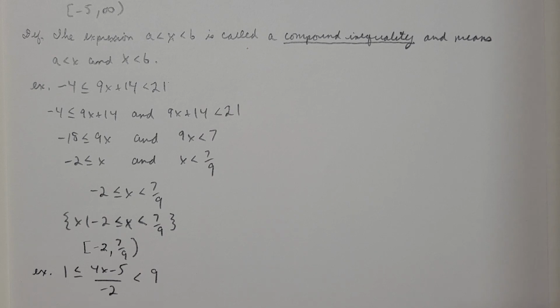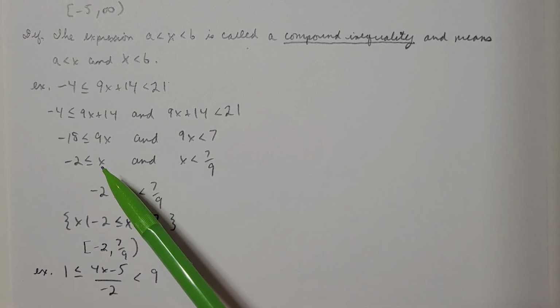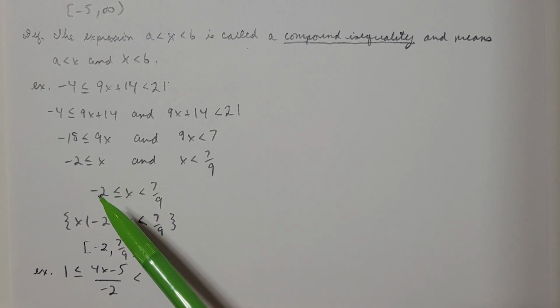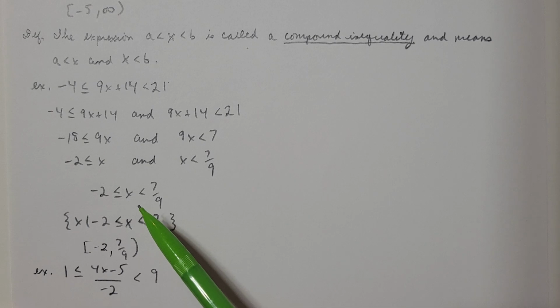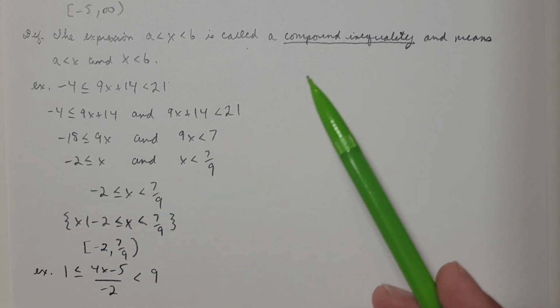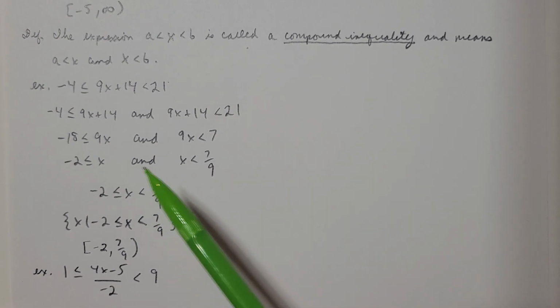So what we're saying is that x has to be a number that is both less than 7/9 and greater than or equal to -2. Okay, so there would be that statement written as a compound inequality. So I'm putting it back together again.